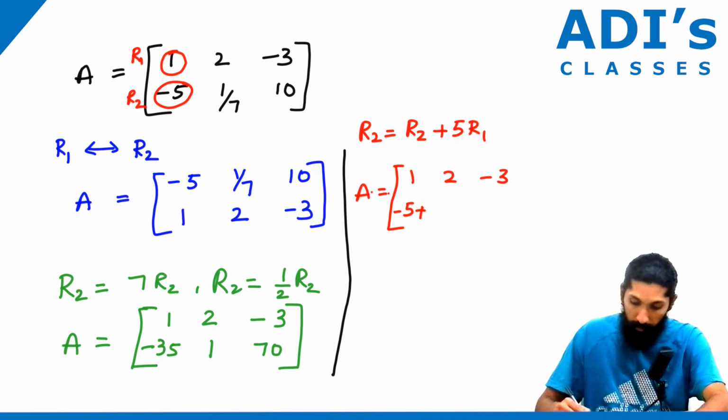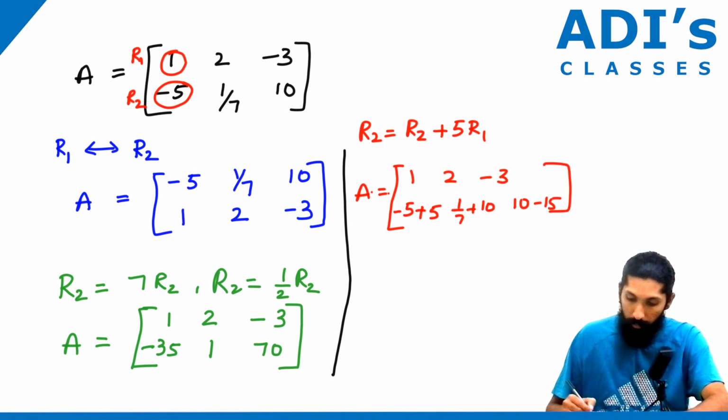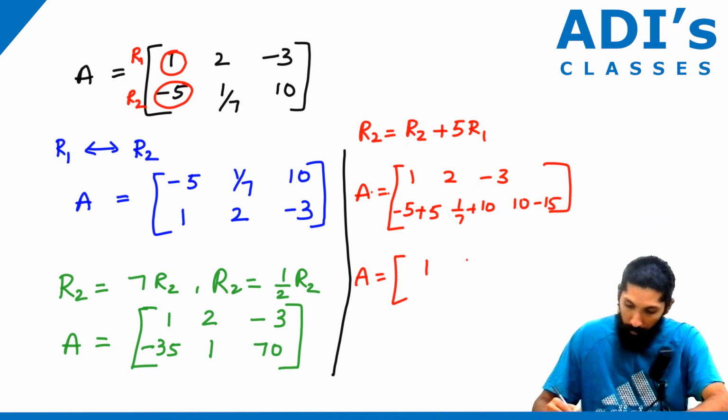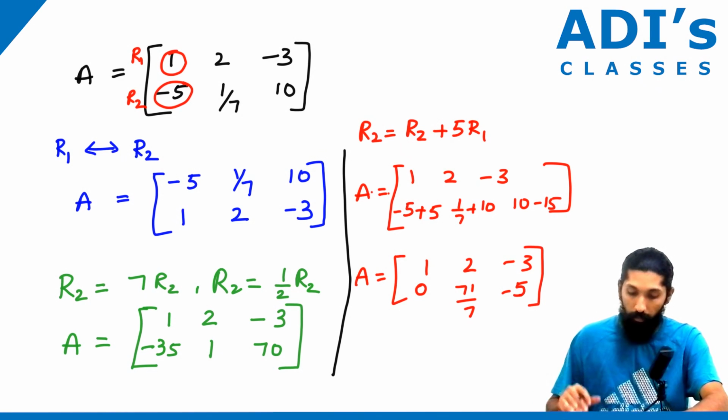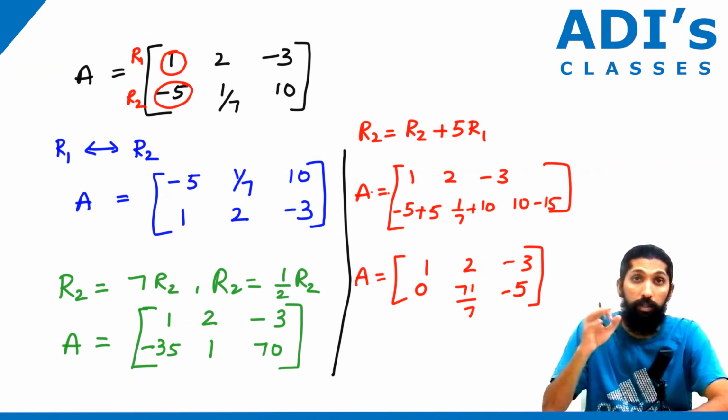So we'll get minus 5 plus 5. The next one, 1 by 7 plus 10, 5 into 2. The next one is 10 plus minus 15. So what do we get here? A is equal to 1, 2, minus 3, 0. Next, 0, 1 by 7, minus 5, minus 5.